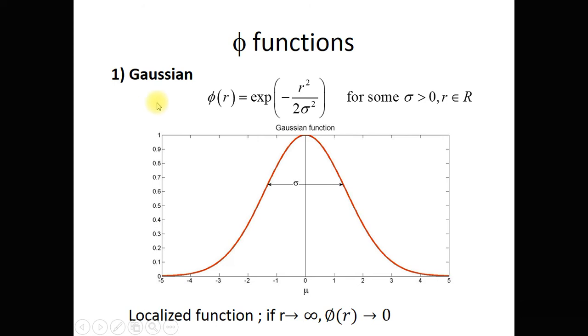So what are the various discriminant functions which are possible? One very popular discriminant function is the Gaussian function. As you can see, it is localized, that is, if the distance goes on increasing, the output value goes on decreasing. If r tends to infinity, the value of this function goes to 0. So this is one very popular discriminant function.